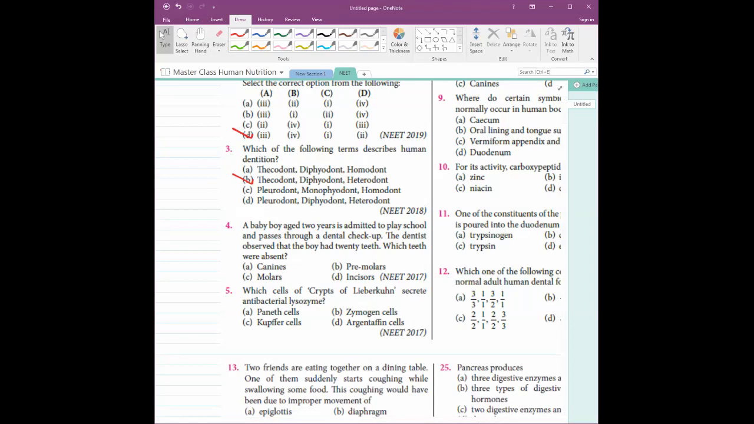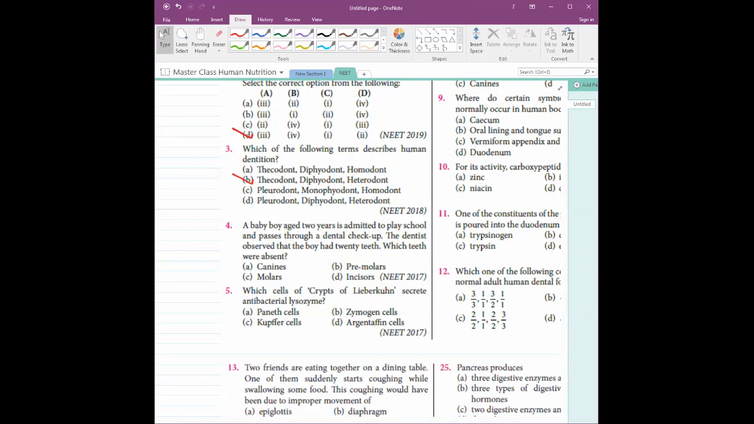2, 1, 2, 1. Come on, guys. No, no, no. This is for a child. He's just 2 years old. In a 2 year old, something is going to be missing. What is the formula? It is 2102 upon 2102.